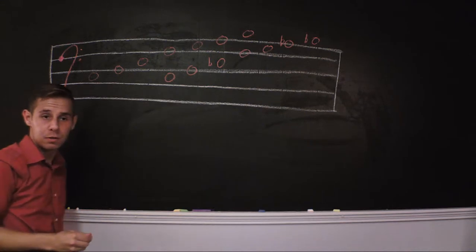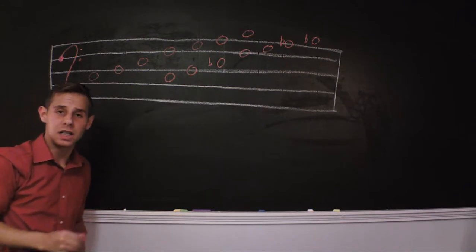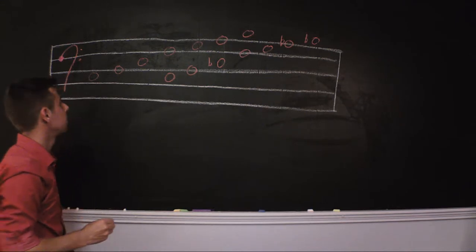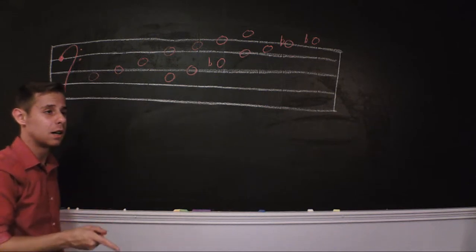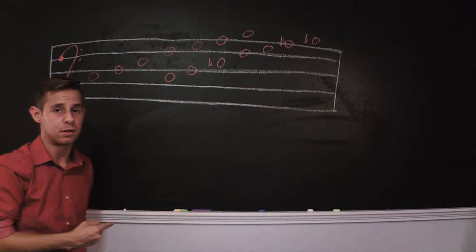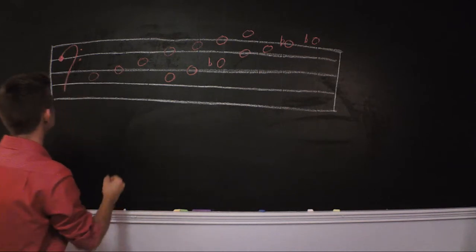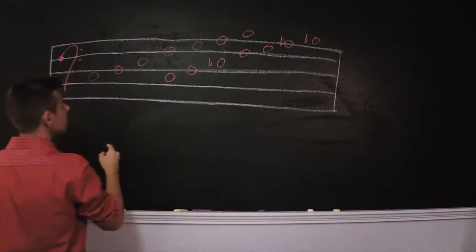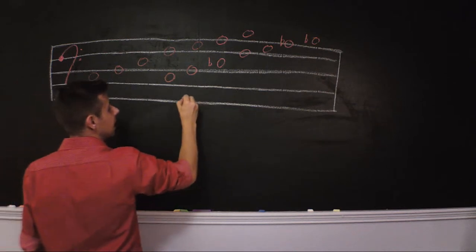Now I'm going to build you the relative minor to C major. And the relative minor of a major key is always going to be in its natural minor form. And once again, I'll offset these.